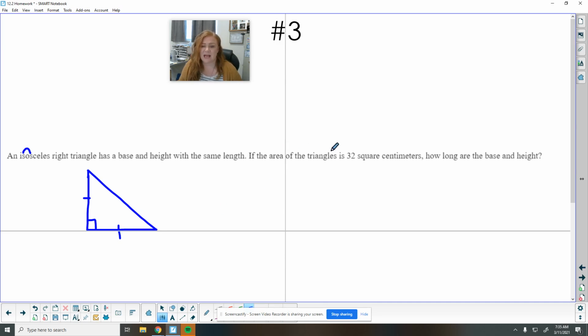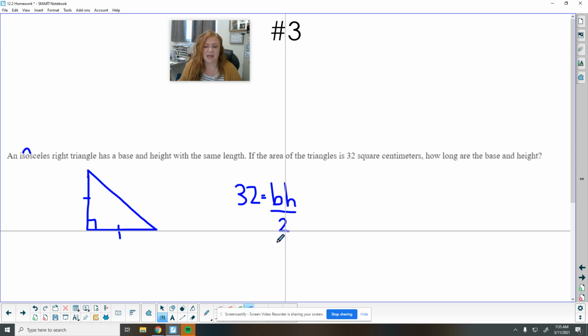If the area of the triangle is 32 square centimeters, how long are the base and the height? So we know the total is 32. We know the base and the height are the same. So we need to remember these are the same, and then we'll divide it by 2.